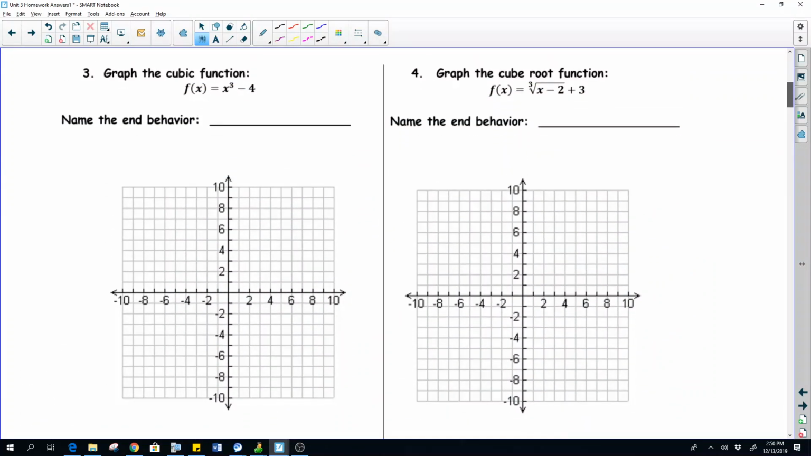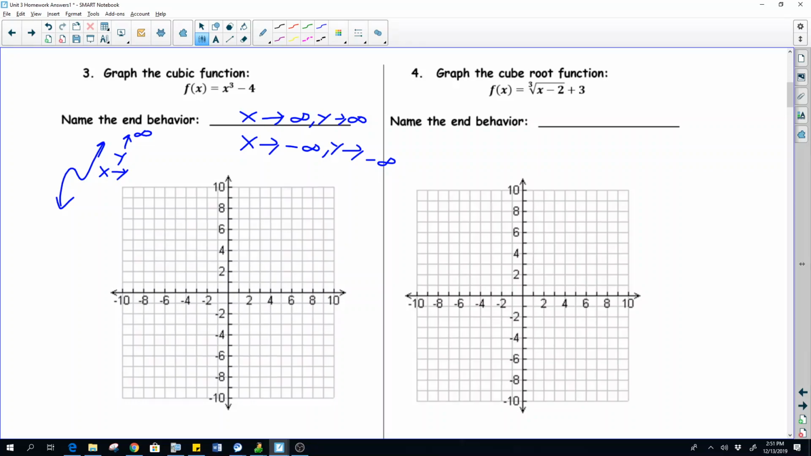So end behavior, cool. So this is a cube root. And so cube root end behavior goes like, as you go to the right to positive infinity, y goes to positive infinity. And then as you go to the left, negative infinity, y goes to negative infinity, because a cube root looks like this. And so as x goes to the right, y goes to positive infinity. As we go to the left, it goes to negative infinity. Cool.